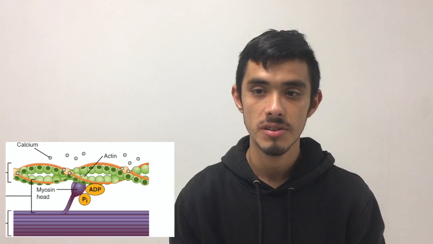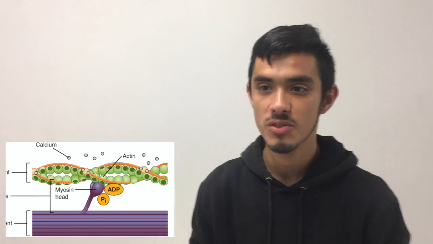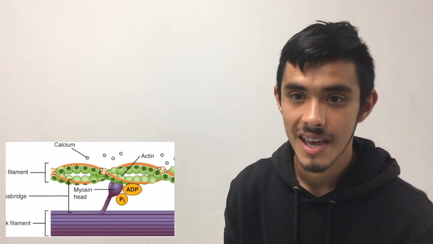The sarcoplasmic reticulum surrounding the myofibrils will release calcium. Calcium diffuses into the muscle fibers. Calcium binds to troponin. Tropomyosin shifts to expose the actin binding site. ATP binds to myosin to give it energy.